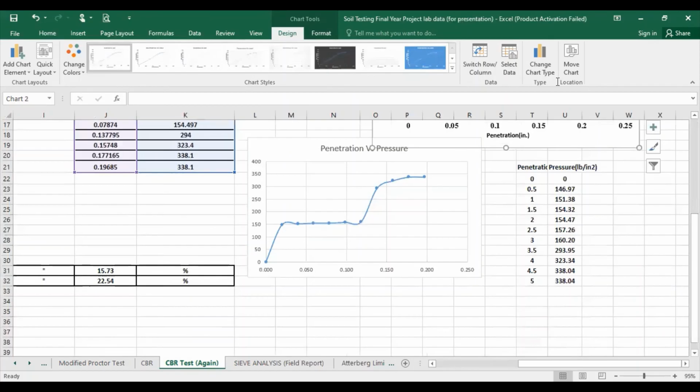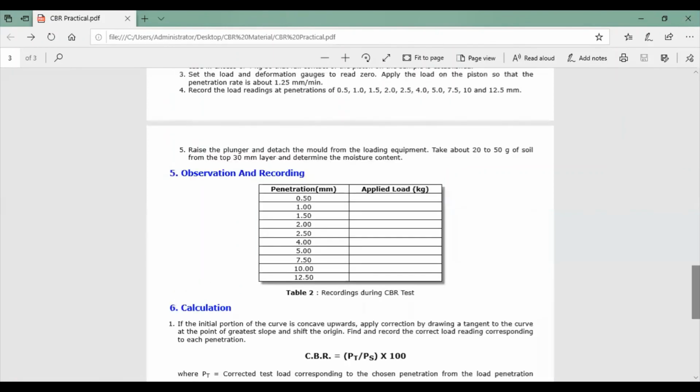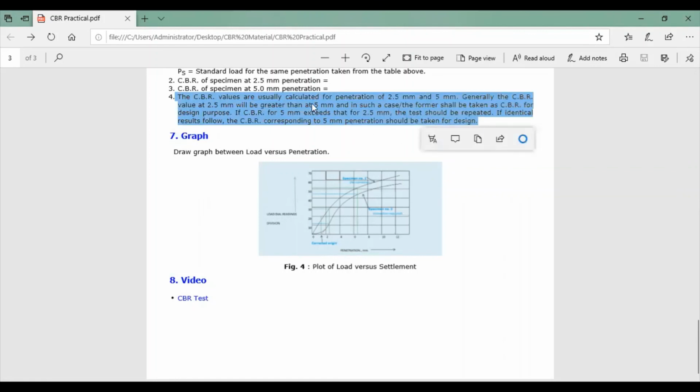So you can see here is the practical. What we have to do: the CBR values are usually calculated for penetration of 2.5 and 5 millimeter. You should read this paragraph. It is written over here that CBR values are usually calculated for penetration of 2.5 millimeter and 5 millimeter.